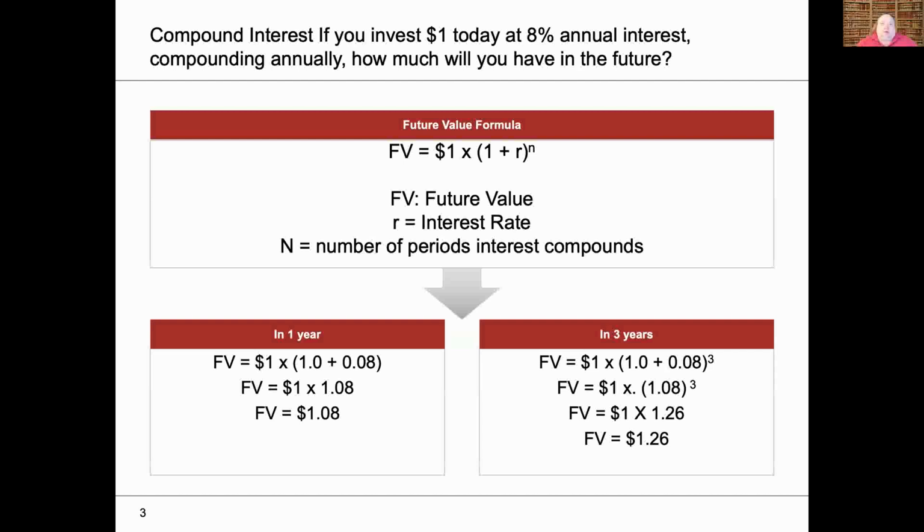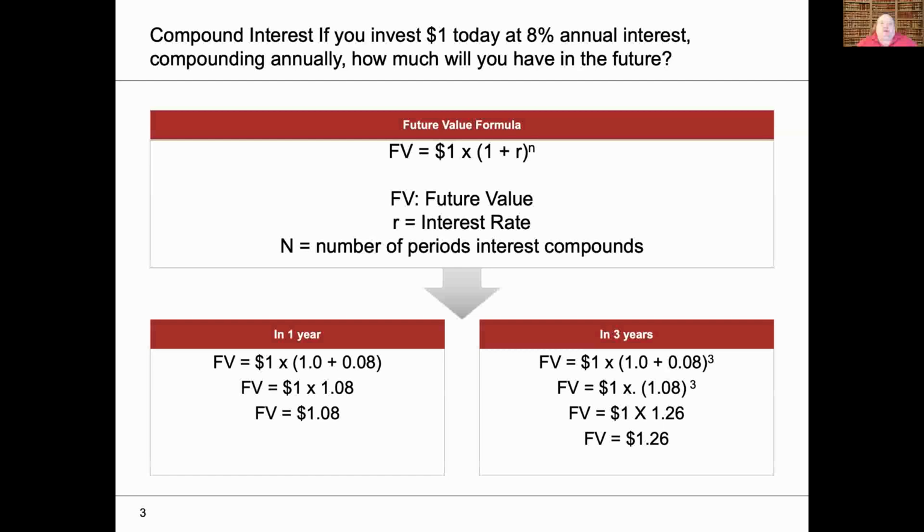So for 1 year, the future value would be $1. And the multiple would be 1 plus 0.08, 8% interest. N would be 1 because there's 1 compounding period. So the multiple would be 1.08. And the future value that you'd receive at the end of the year would be $1.08.